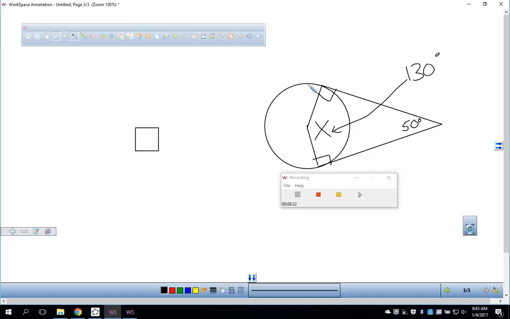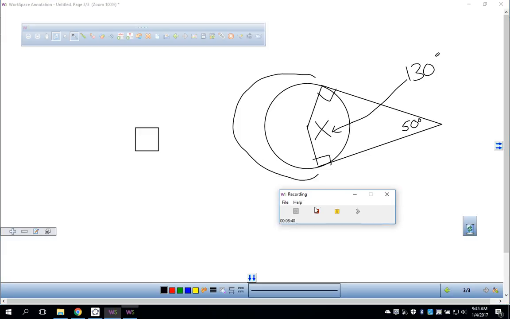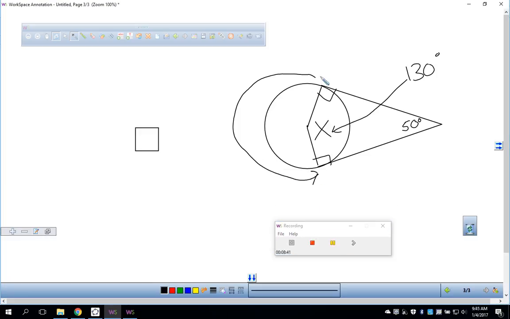Who can tell me what the measure of this arc from here to here is? What's the measure of that funky looking arc? How far is it from there to there? How many degrees is this arc? You guys remember that this angle and this arc have the same measure, right? So what's the measure of this arc? This arc has a measure of 130 degrees.